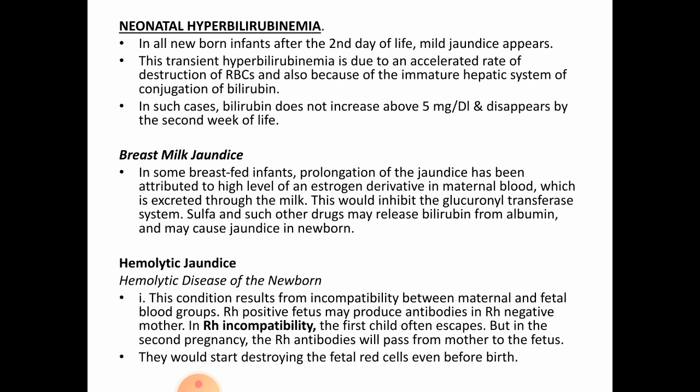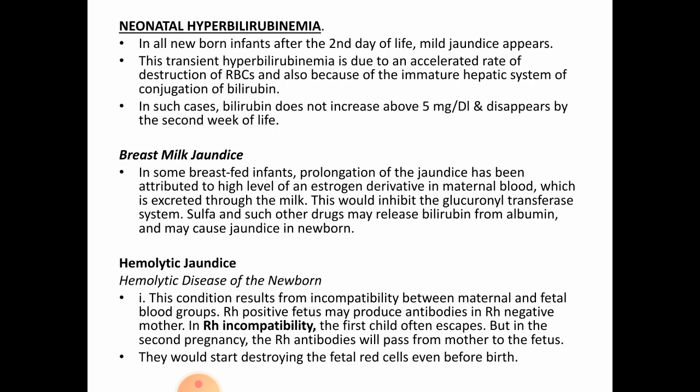Next type is breast milk jaundice. In some breast milk fed infants, there is prolongation of jaundice seen due to the high level of estrogen derivatives, which is derived from the maternal blood. These estrogen derivatives are excreted through the milk and reach the infants. This would inhibit the glucuronyl transferase enzyme system, and sulfur and such other drugs will release bilirubin from albumin, causing jaundice in newborns.